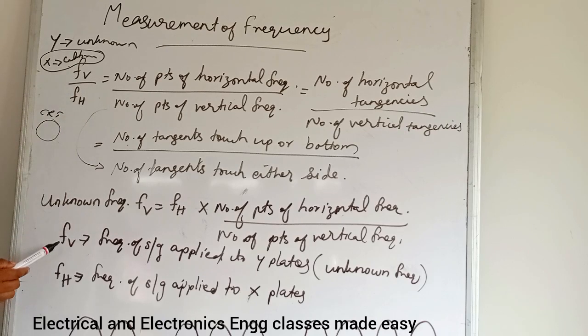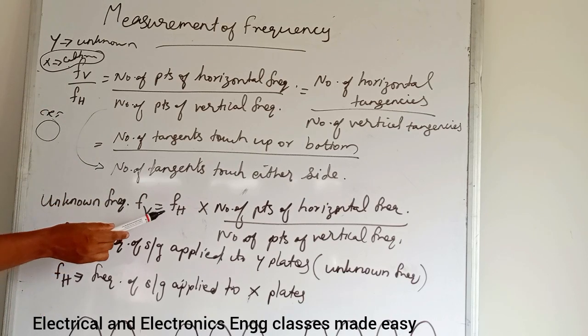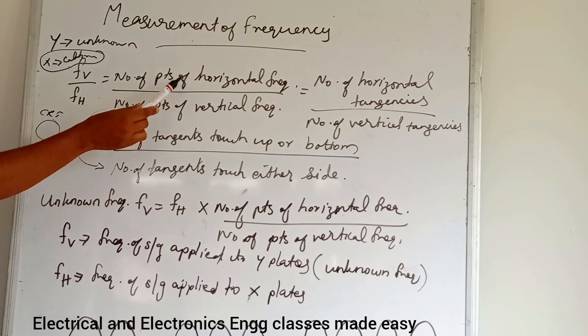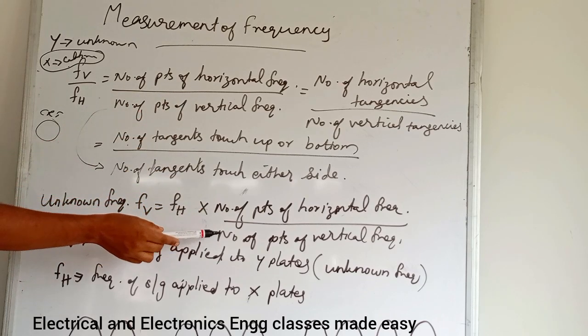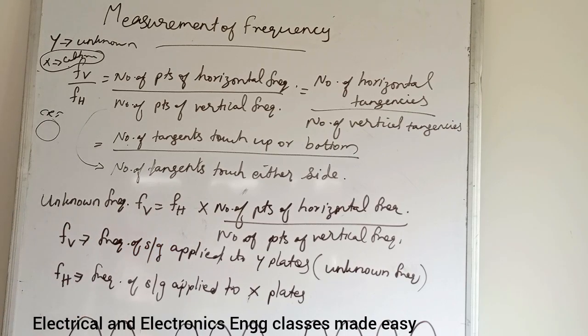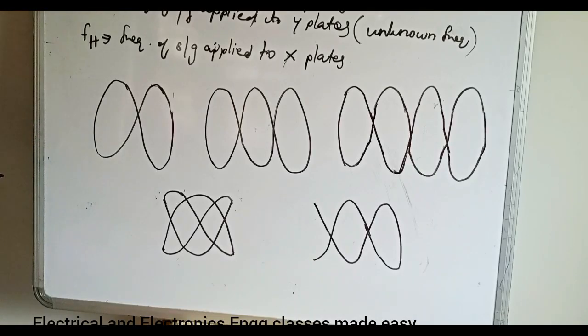Fv is the frequency of the signal applied to the Y plate, that is, the unknown frequency, and Fh is the known frequency. So from this we can get the unknown frequency Fv is equal to Fh times the number of points of horizontal frequency divided by the number of points of vertical frequency. Let us do some problems. These are some patterns obtained after calibration. How will you find the ratio of frequencies, that is, Fv divided by Fh?